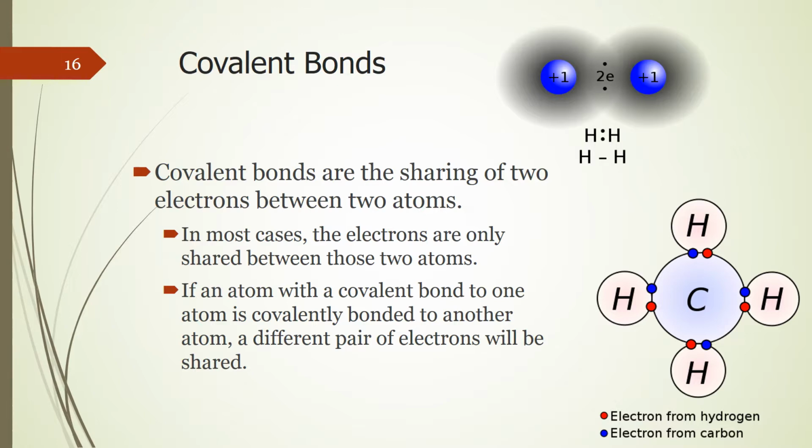If there are multiple sharing relationships, like is going on in that methane molecule on the bottom right-hand side, that carbon is sharing two electrons with the hydrogen on its left, two different electrons with the hydrogen on its right, two different electrons with the hydrogen on the top, and another two different electrons with the hydrogen on the bottom. The electrons are hanging out around carbon and around hydrogen, but it's a very discrete case.